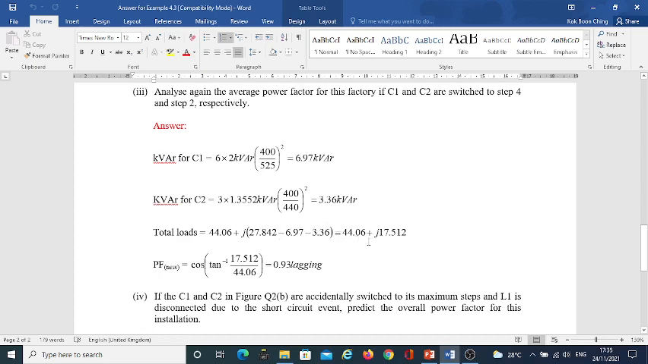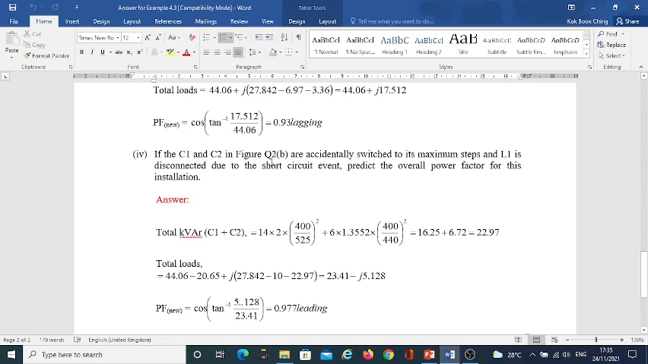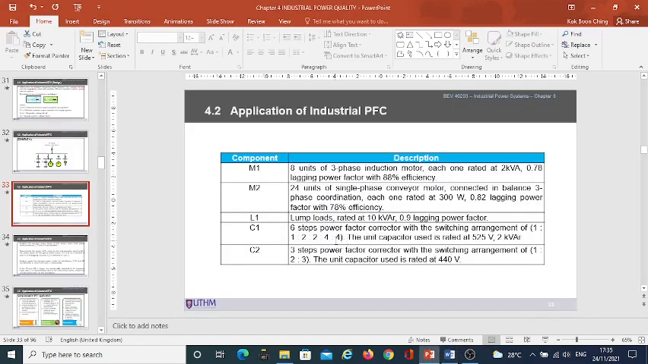So at the end, this is our system, required from the incoming. The incoming only supplies 44 plus j17, instead of initially 27. So the power factor in this case is 0.93. It's very simple. Now if C1 and C2 are accidentally switched to the maximum step, for example, C1 at step 6 and C2 at step 3.